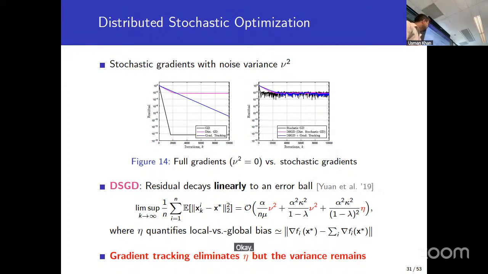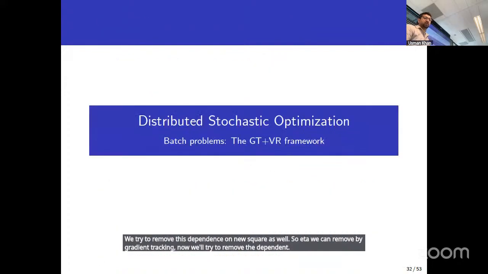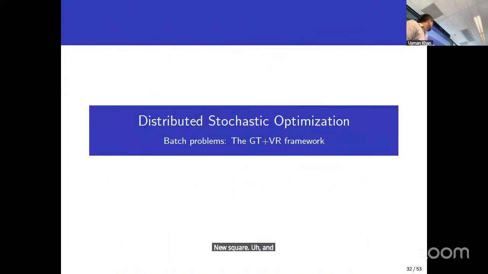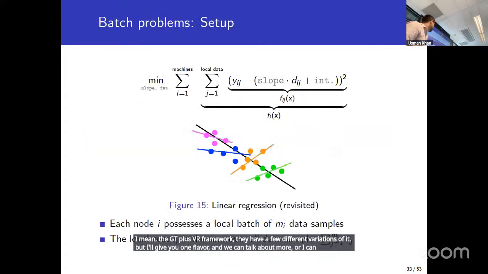Okay, so the next part of this work that we did is we tried to remove this dependence on nu square as well. So eta we can remove by gradient tracking. Now we'll try to remove the dependence on nu square. And this is what we call the GT plus VR framework. We have a few different variations of it, but I'll give you one flavor and we can talk about more, or I can point you to the right literature.